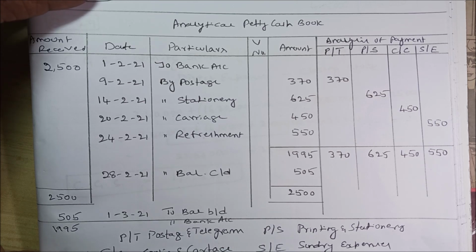Maintaining a minimum balance at the beginning of every month. How do you maintain it? Whatever amount has been spent in that month will be collected back again through the bank account. That is what is meant by the imprest system.